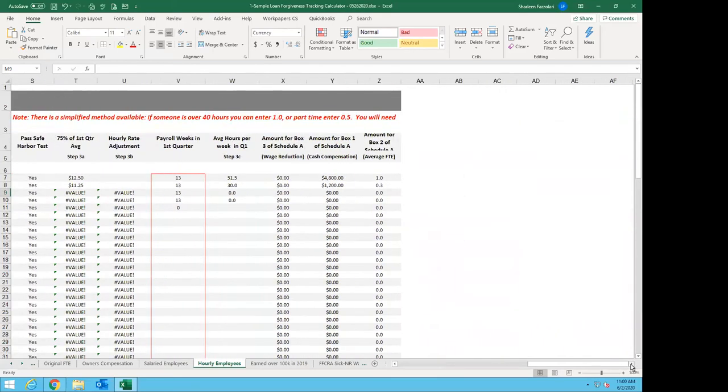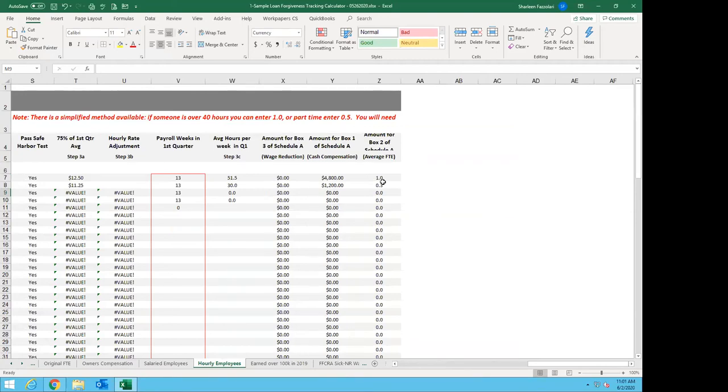Then to follow us over a little bit further here in a calculation, this here is just your payroll weeks in the first quarter to get to what their average weekly wage was in the first quarter, matching up to that 75% reduction rule. If you do end up with somebody with a wage reduction, it will fill in here. And as you can see, there's steps 3A, 3B, 3C. This follows along with the schedules in the application, corresponding with the lines if you're looking for details on each of these. The last column that shows up in the salary, hourly, and over 100,000 is the amount of the average FTE, which is a full-time equivalent.